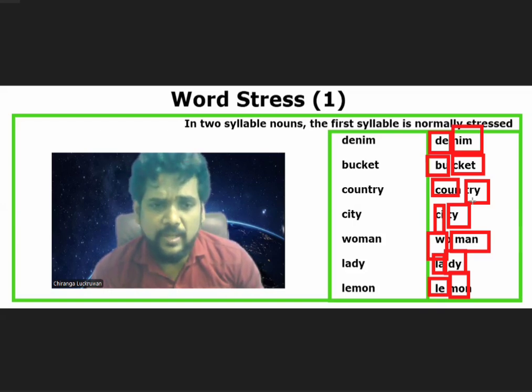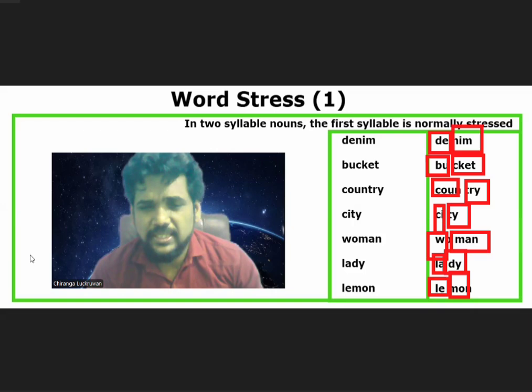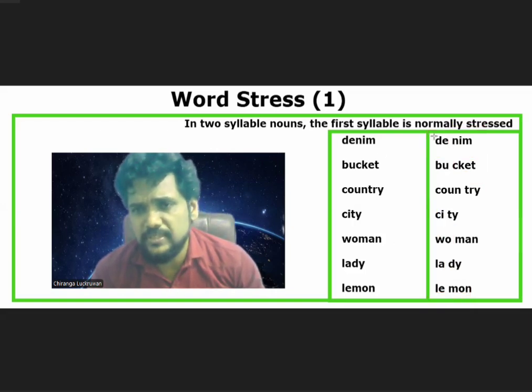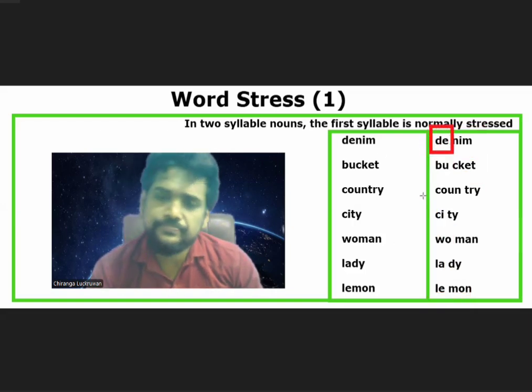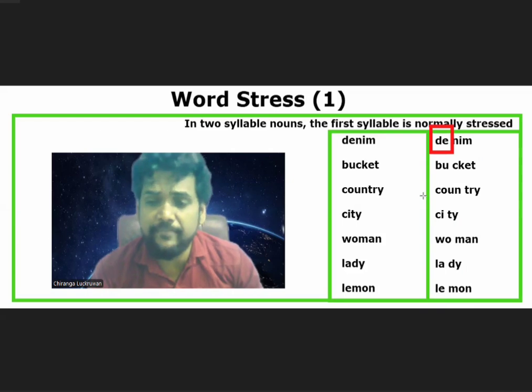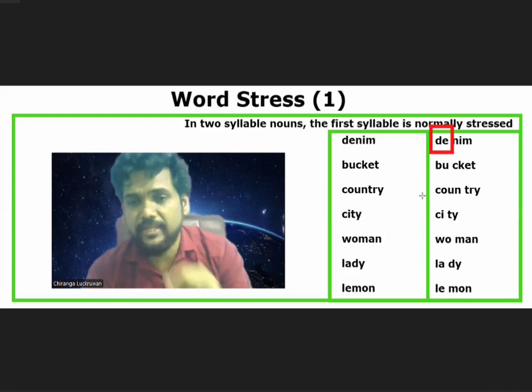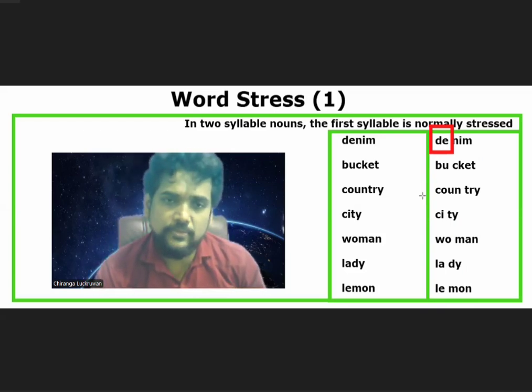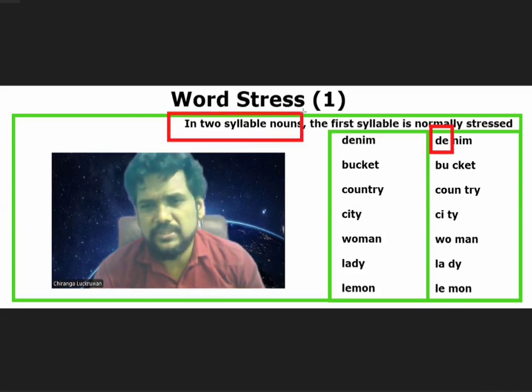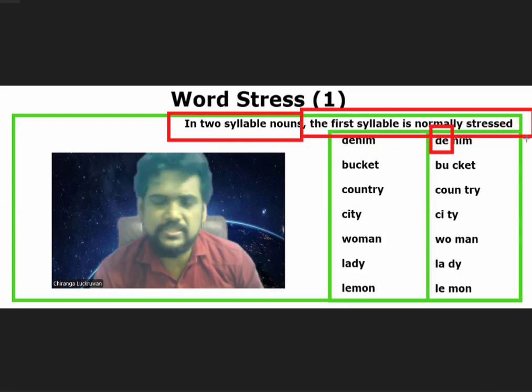In two-syllable nouns, so what's the rule in this case? In two-syllable nouns, the first syllable is normally stressed. You don't say denim, you have to say denim, bucket, country, city, woman, lady, lemon. Stress is at the beginning of the words. As a rule, in two-syllable nouns, the first syllable is normally stressed.